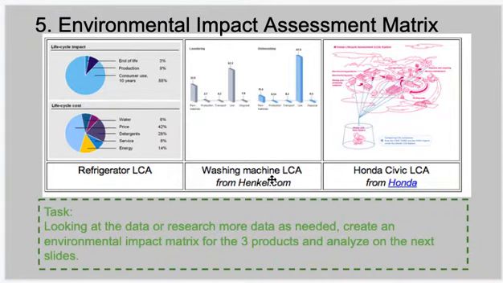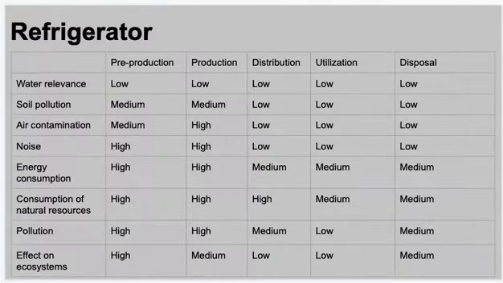Here's looking at these three different products. So refrigerators, washing machines, and cars. So like I was saying, you can literally take that refrigerator, chuck it in, and then look at the different phases and then see on a scale of low, medium, and high. Sometimes people use numbers, sometimes people use quantity. It can change, but just for our purposes, it's nice if it's low, medium, or high.